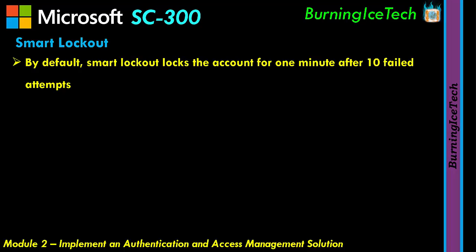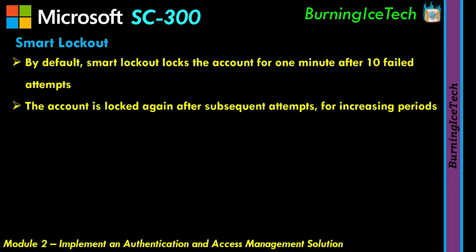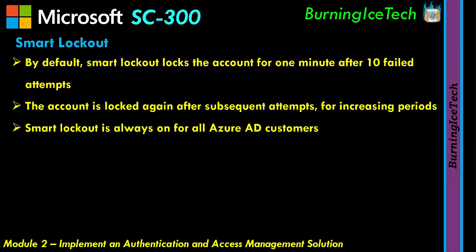All right, and then also how Smart Lockout works is the account is locked again after subsequent attempts for increasing periods. So the first time it locks, which is now by default after 10 times, it will lock for only 1 minute. And should they get it wrong after the 11th try, it'll lock again but longer. And should they get it wrong for the 12th try, it'll lock again but even longer and longer and longer. And so it carries on. Smart Lockout is always on for all Azure Active Directory customers, so that's a good thing. I mean, you want something like that to be on, obviously.